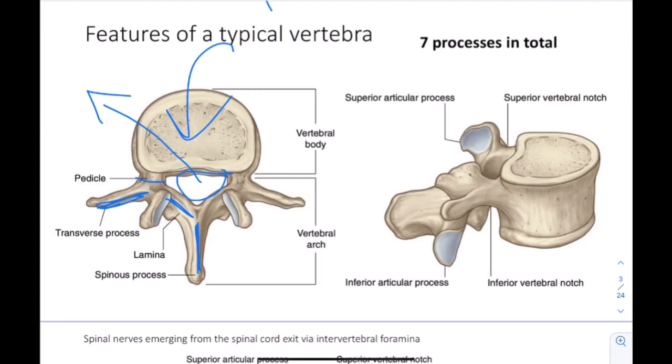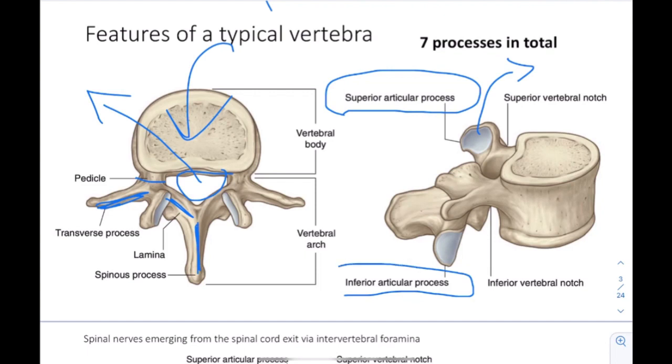So let's talk about a few other processes that are present in the vertebra. Here we have the superior articular process, and this smooth surface is called the superior articular facet. And then here we have the inferior articular process, and this smooth surface is called the inferior articular facet.